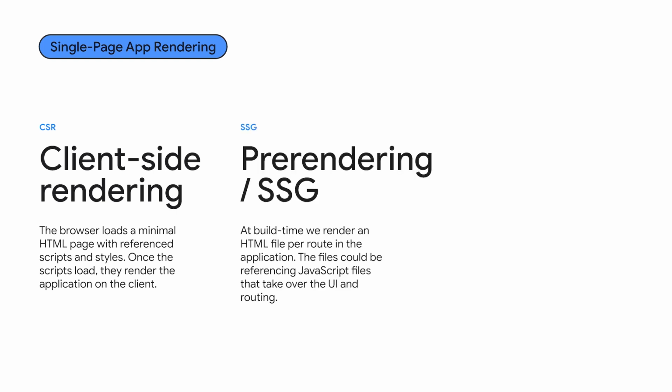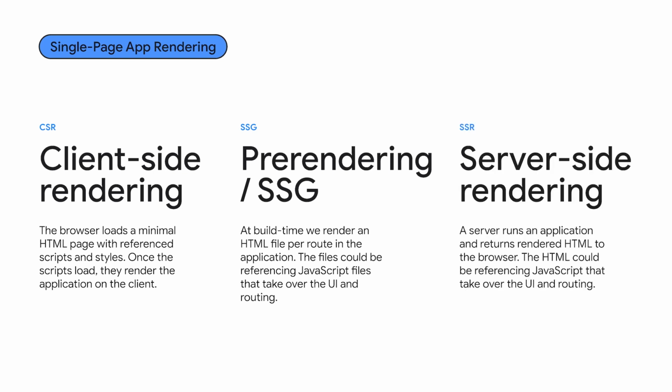Pre-rendering, or static site generation, is where at build time we render an HTML file per route. Once the browser loads the HTML file for a route, it renders it and loads the reference JavaScript. The page becomes interactive once the browser executes all the JavaScript.